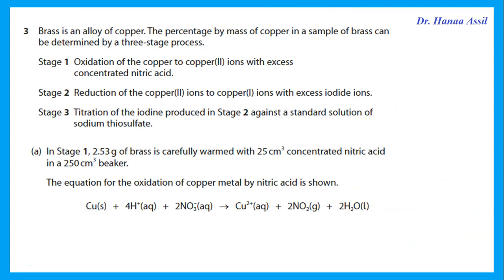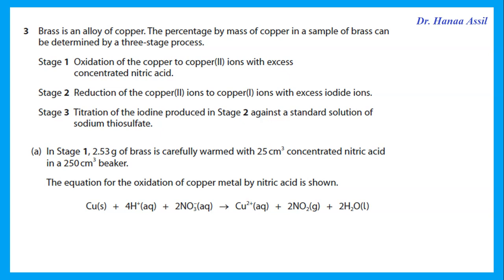Question 3 says, brass is an alloy of copper. The percentage by mass of copper in a sample of brass can be determined by a 3-stage process. Stage 1 says oxidation of the copper to copper 2 ions with excess concentrated nitric acid. Then stage 2, reduction of the copper 2 ions to copper 1 ion with excess iodide. Then stage 3 is titration of the iodine produced in stage 2 against a standard solution of sodium thiosulfate.